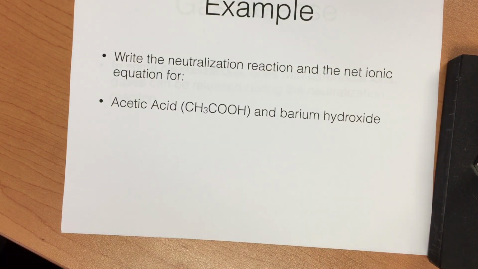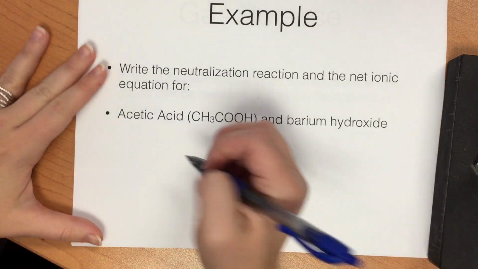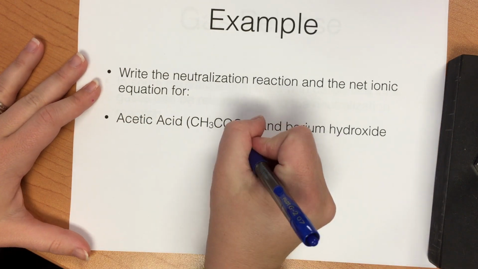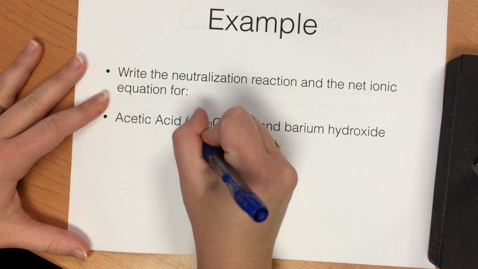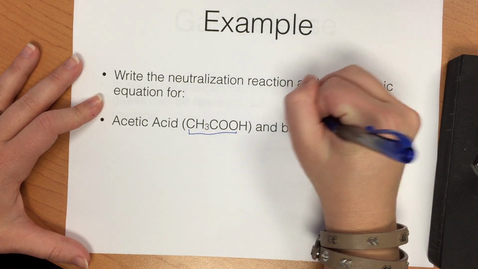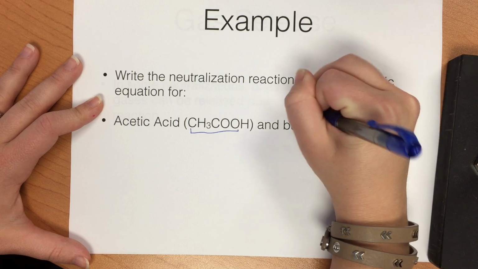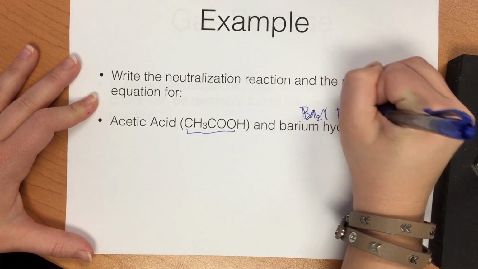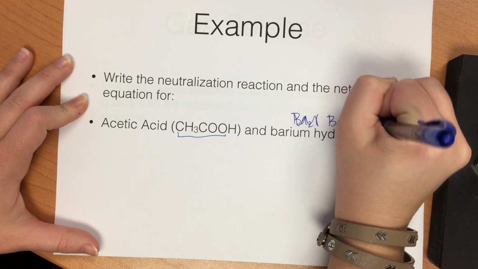So another example, the neutralization reaction. In this case, we're just going to write the neutralization, but you can write the net ionic on your own. So acetic acid is the acetate ion plus an H plus, and barium hydroxide. Barium hydroxide is Ba(OH)2, barium with 2 hydroxides.